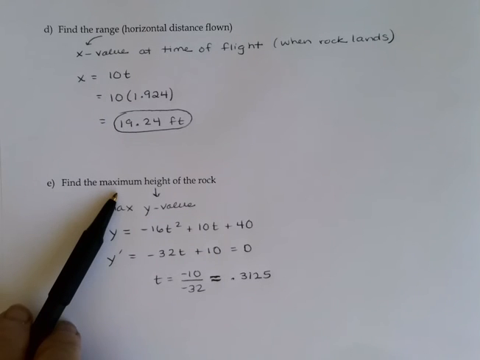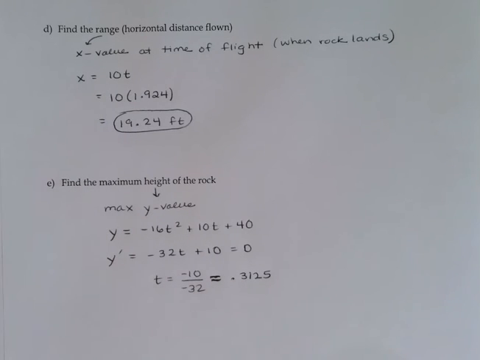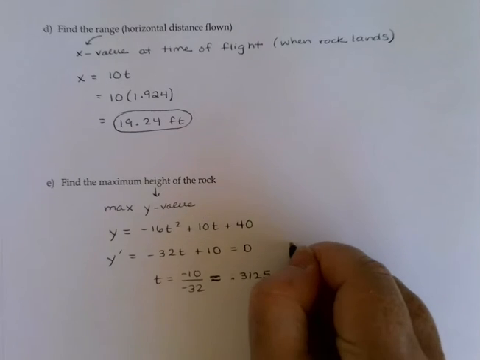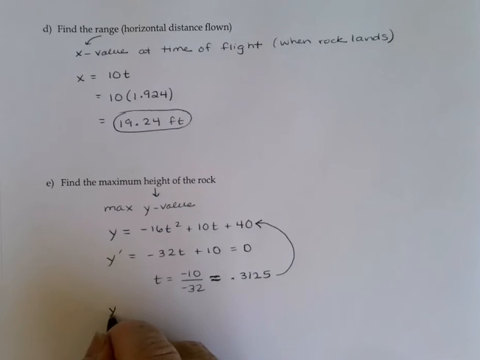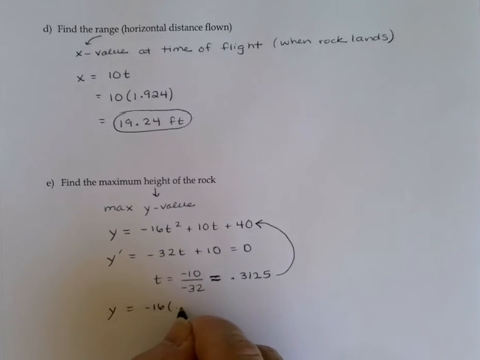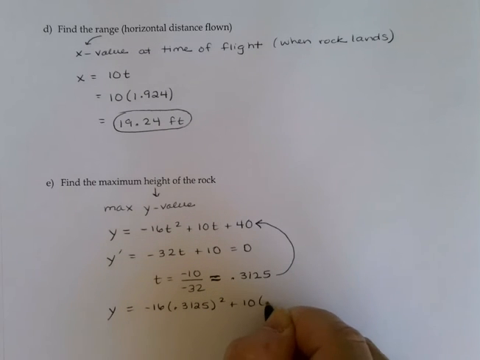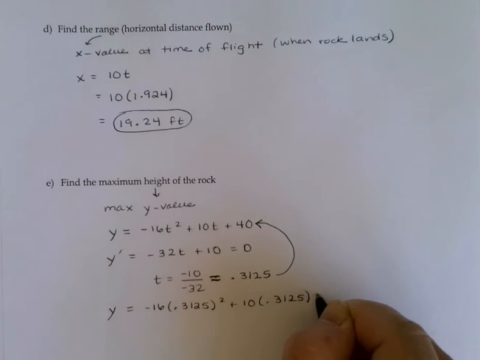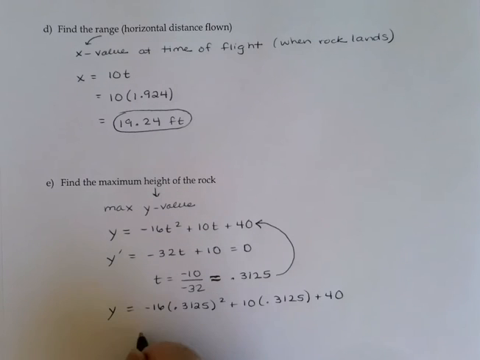Now that doesn't tell me the maximum height, it tells me what time we reached that maximum height. So I'll plug that back into y to actually find that maximum height. And I'm getting about 41.56 feet.